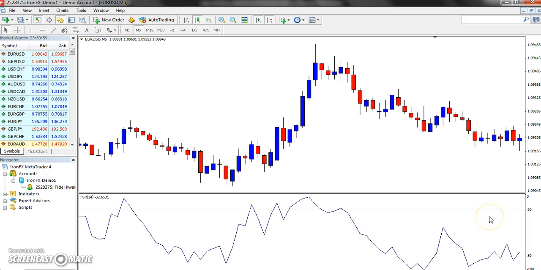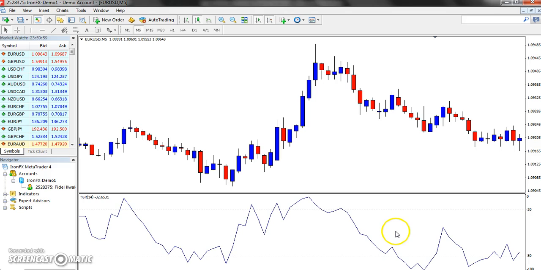Now, in this case, by default, the 20 mark here signifies an overbought asset. Sorry, let me say that again. Any line above the 20 mark here indicates an overbought asset, and any line like this line below the 80 mark right here indicates an oversold asset.